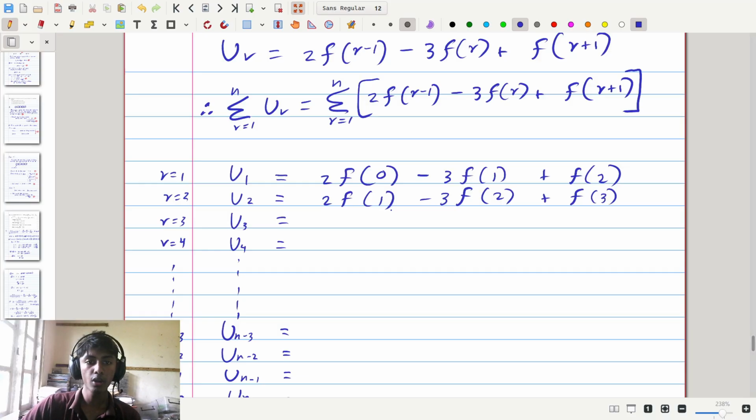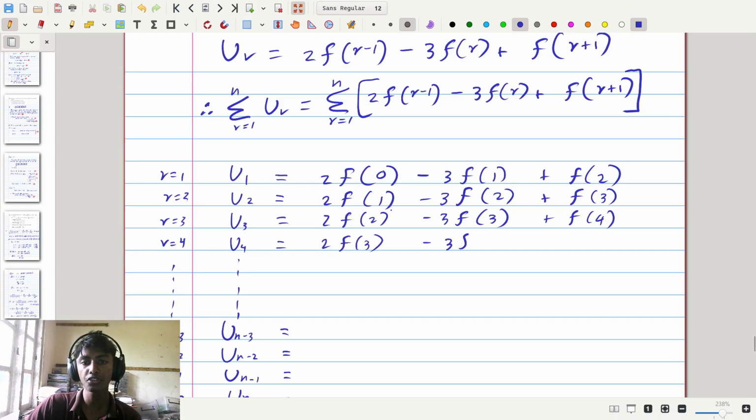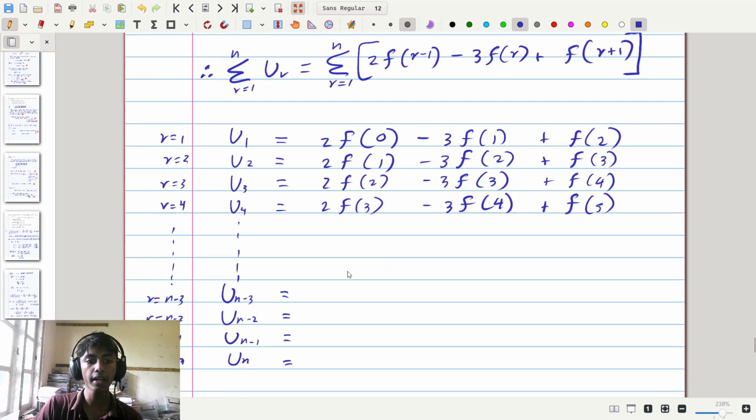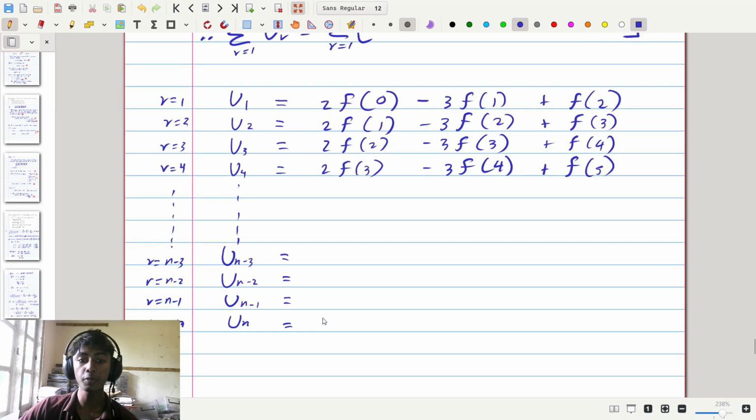Now for the next one, we're going to have 2f of 2, minus 3f of 3, plus f of 4. And for the next one, we're going to have 2f of 3, minus 3f of 4, and plus f of 5. Now on the other side, for the last term, we're going to have the values when r equals n, which is going to be 2f of n minus 1, minus 3f of n, plus f of n plus 1.